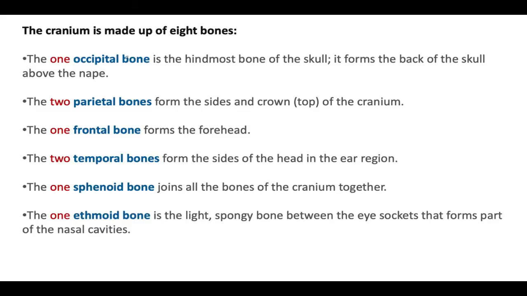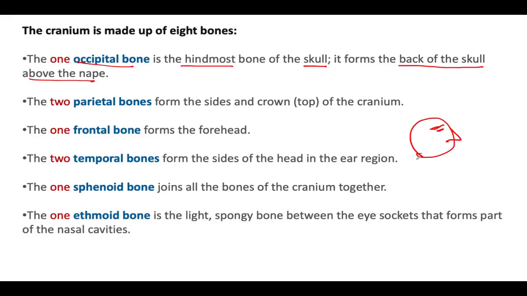Let's take a look at the definition of this. The occipital bone is the hindmost bone of the skull. It forms the back of the skull above the nape. So you have this person, and their nose is there, and their eyes.